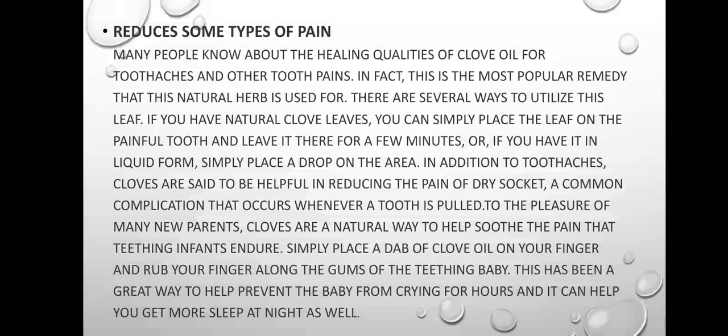A common complication that occurs whenever a tooth is pulled. Teething is a pressure for many new parents. Cloves are a natural way to help soothe the pain that teething infants endure. Simply place a dab of clove oil on your finger and rub your finger along the baby's gums. This has been a great way to help prevent the baby from crying for hours, and it can help you get more sleep at night as well.